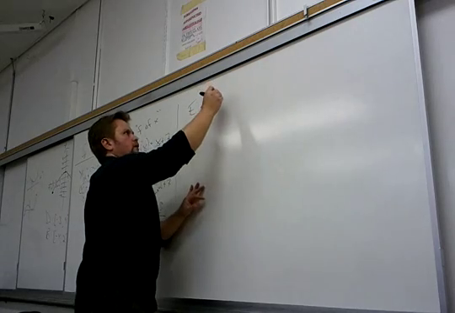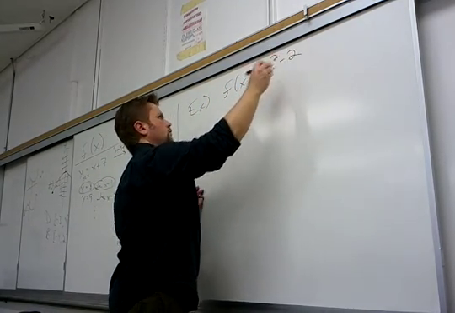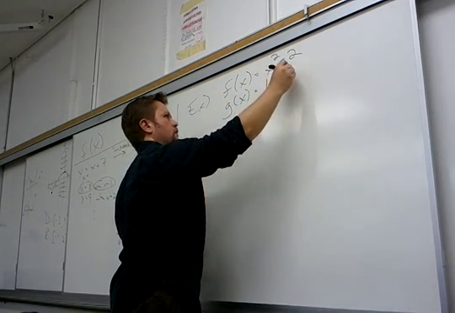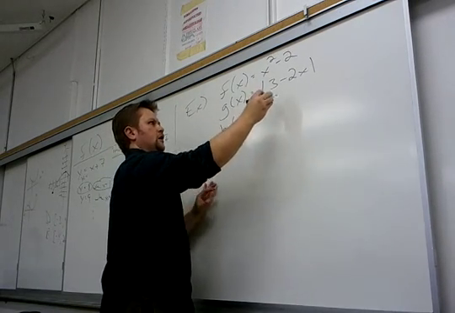Okay. But now I can do something like this. f of x is x squared minus 2. g of x is the absolute value of 3 minus 2x. Oh, Jeff, when are you gonna stop?